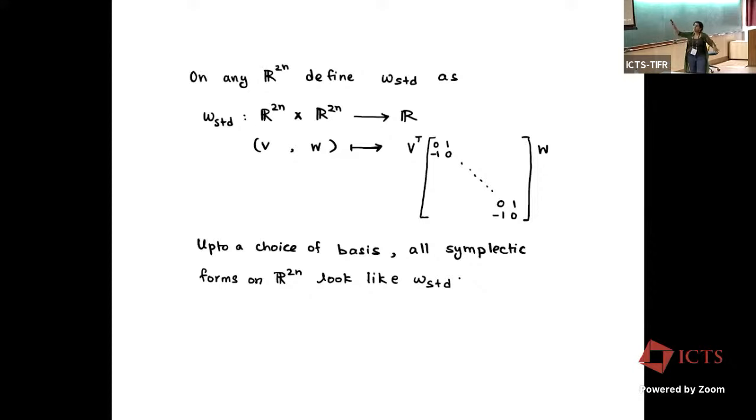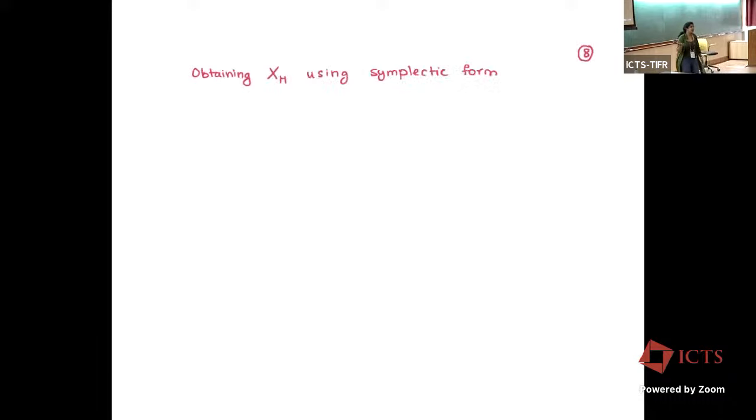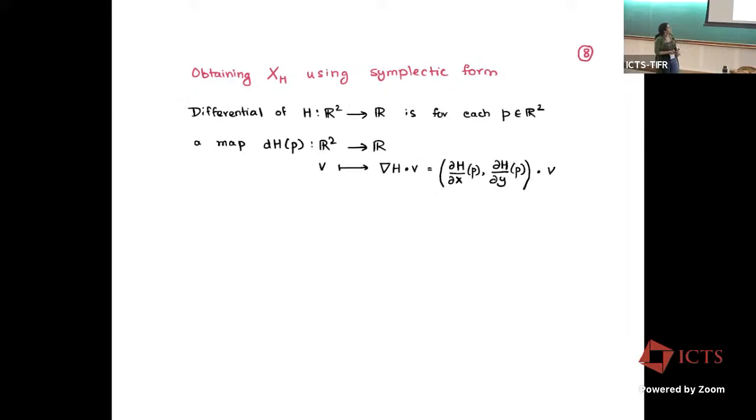Okay, so now I defined some fancy map. How does this help us? Let's go back to our problem. On R2, we had an energy function, H. Now I'm calling it the Hamiltonian, the energy, the height of the mountain, whatever. So now we want to obtain XH without doing a 90-degree rotation. Like, I don't know what 90 degrees is now. Okay, how do I do this?